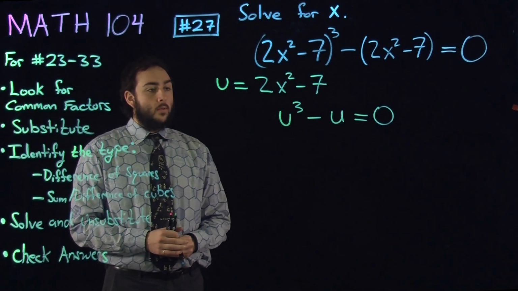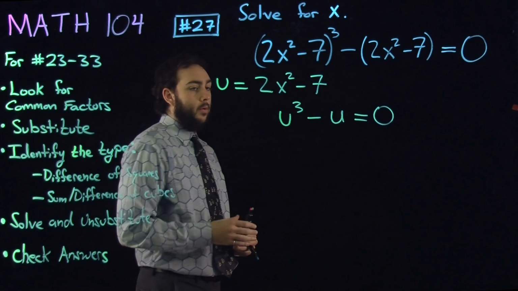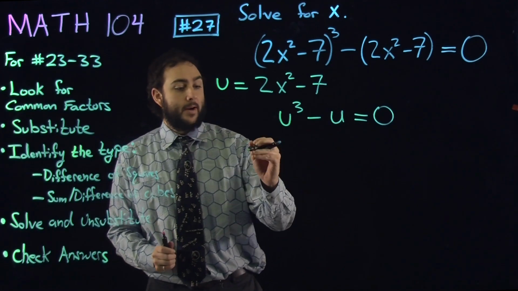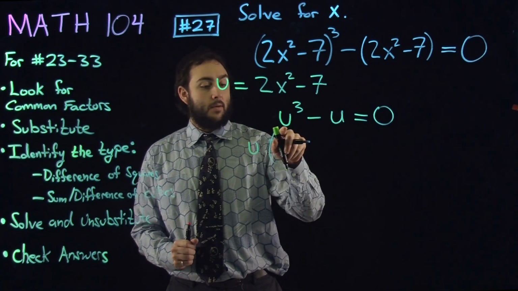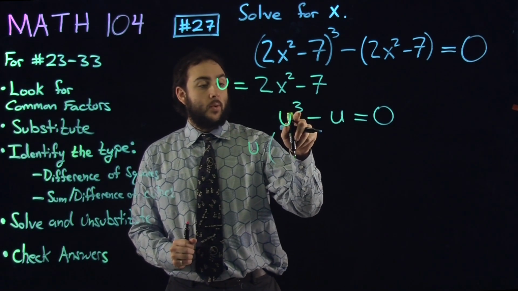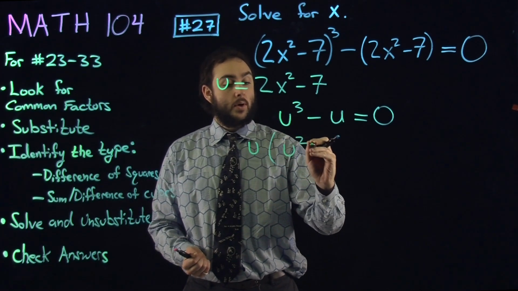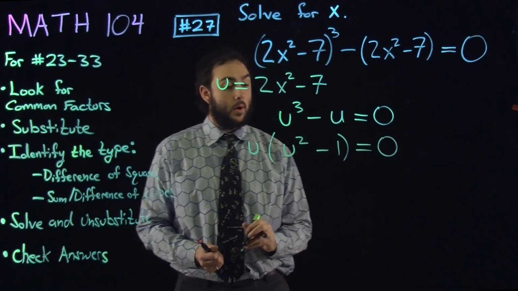Well, what can we do now? Notice that each of these terms has a power of u. Here it's u cubed and here it's u. So I can go ahead and factor that out and get u. And what's left? If I factor out a u, I'm essentially dividing each of these terms by u. So I'll get u squared minus 1 equals 0.